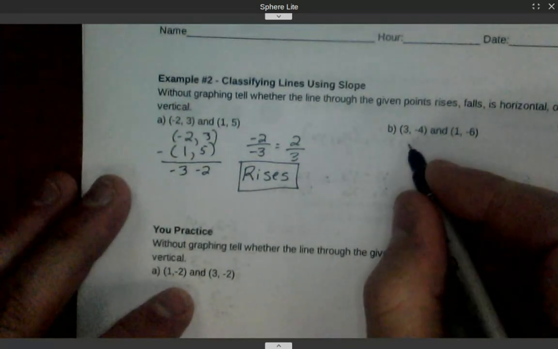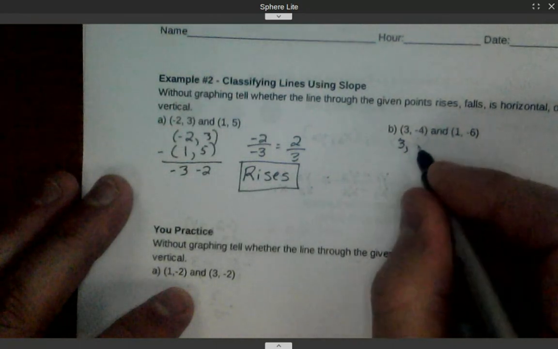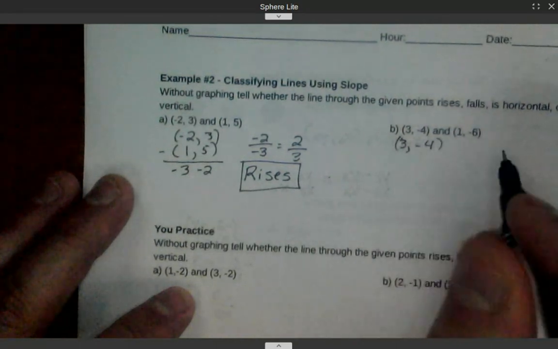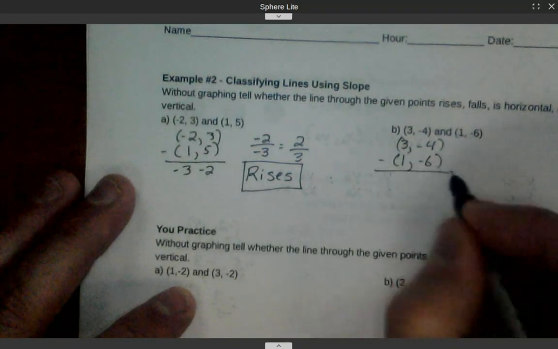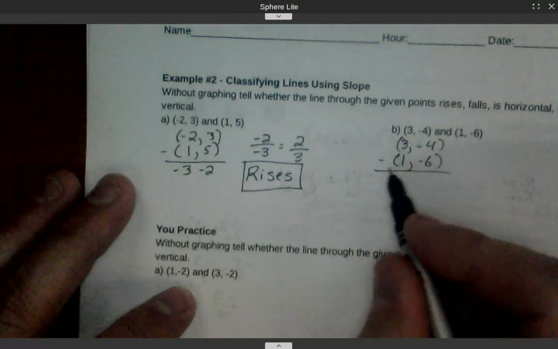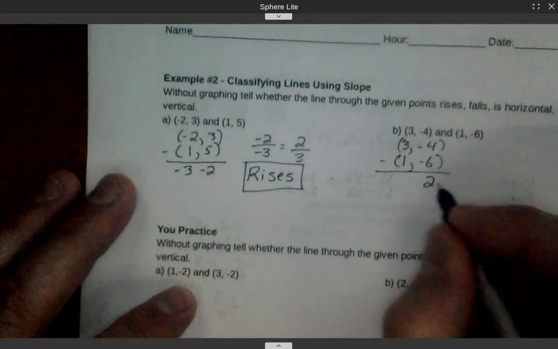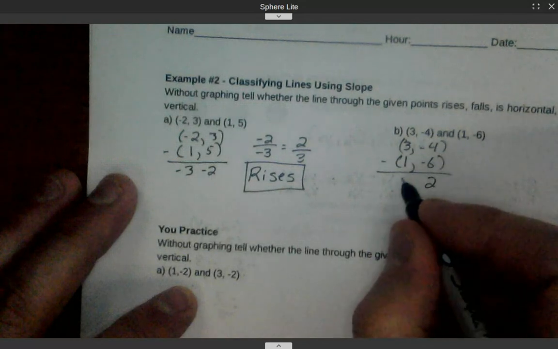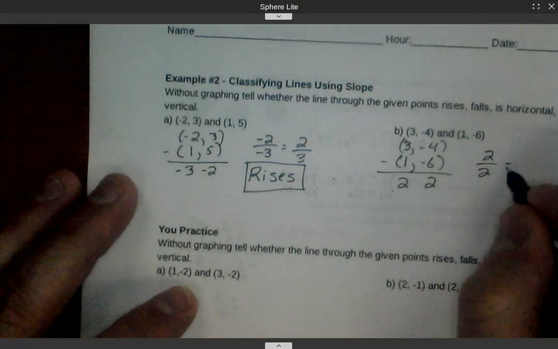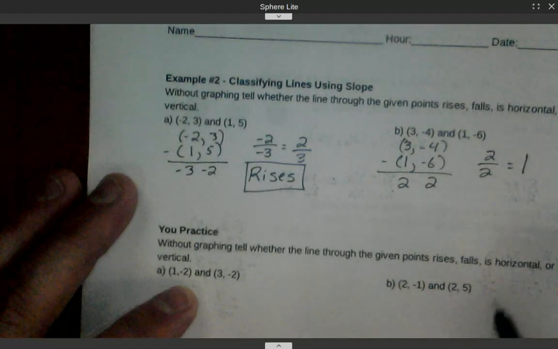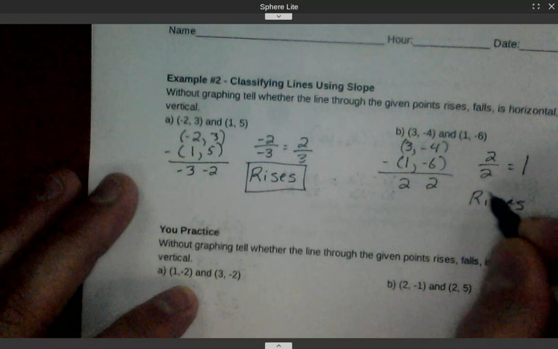Again, we can do the same thing. I'm going to line this up. I'm going to take 3 comma negative 4 and 1 comma negative 6, and subtract these values. So negative 4 minus negative 6 turns into negative 4 plus 6, which is 2. 3 minus 1 is 2. Y over x is going to be 2 over 2, which simplifies to 1. Again, this is a positive slope, so this rises.